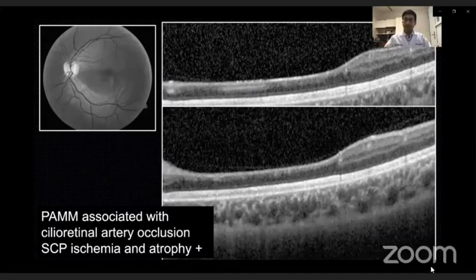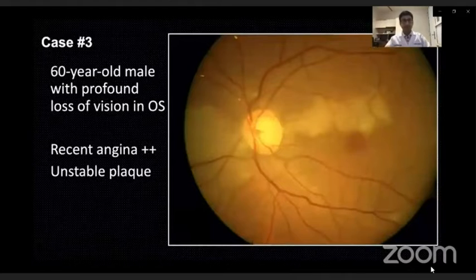This is a PAM which is associated with cilioretinal artery occlusion, resulting in SCP ischemia and atrophy. So you see that there is an overlap. This is not just the inner nuclear layer, but also the ganglion cell layer. And this is what I meant when I said earlier that you have the arterioles feeding into the plexi. And so often you get a mixed or an overlap between the ischemia of superficial, intermediate, and deep plexi.